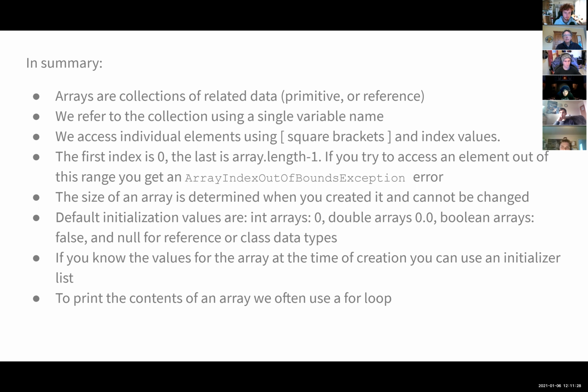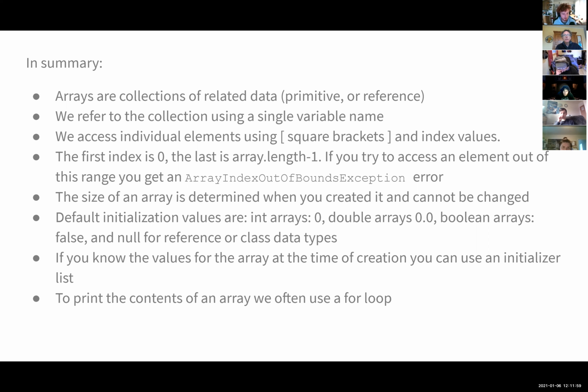The first index is 0, and the last is the length of the array minus 1. So if there's 5 elements in the array, the last index is 4. If you try to access an element out of that range, you get an error, an exception error. Java crashes. The nice thing about the crash message is it does tell you what's going on. Like, oh yeah, I tried to go too far.